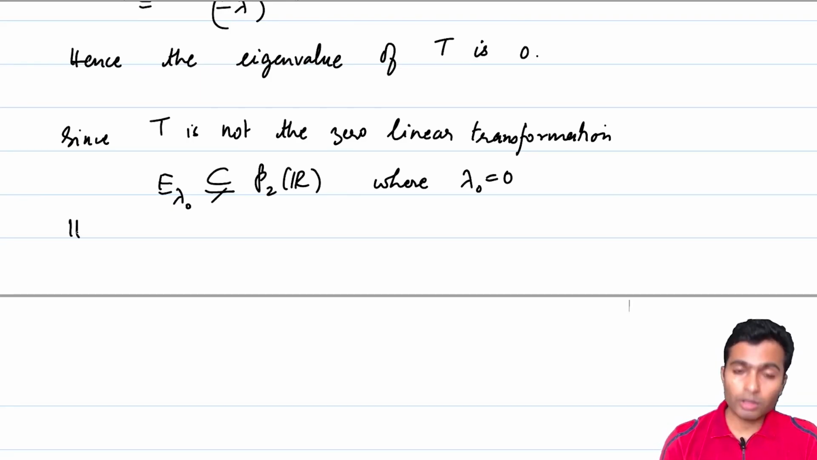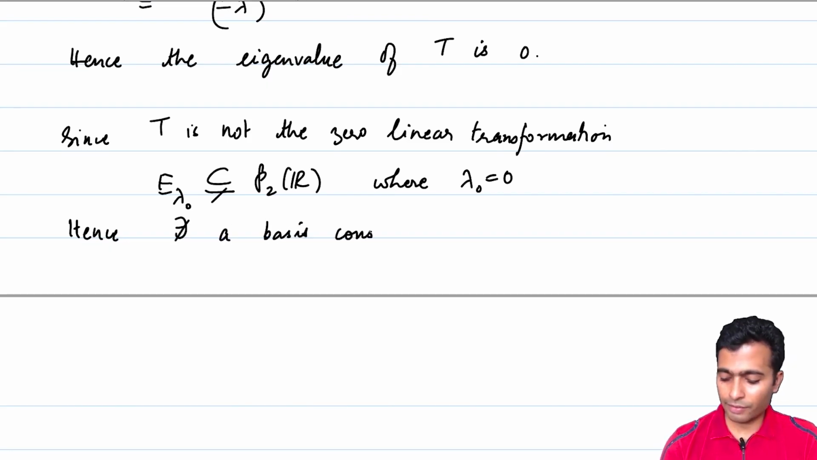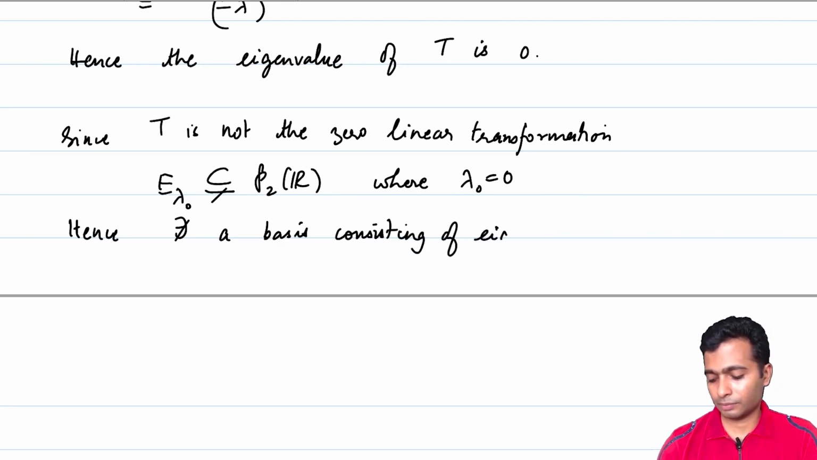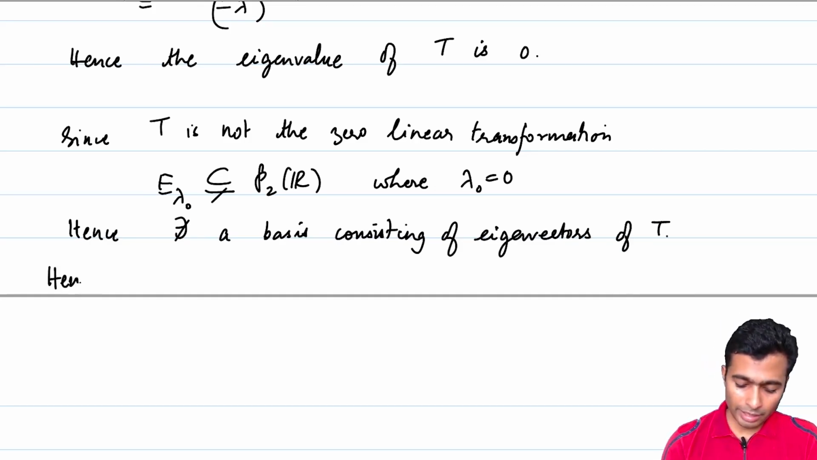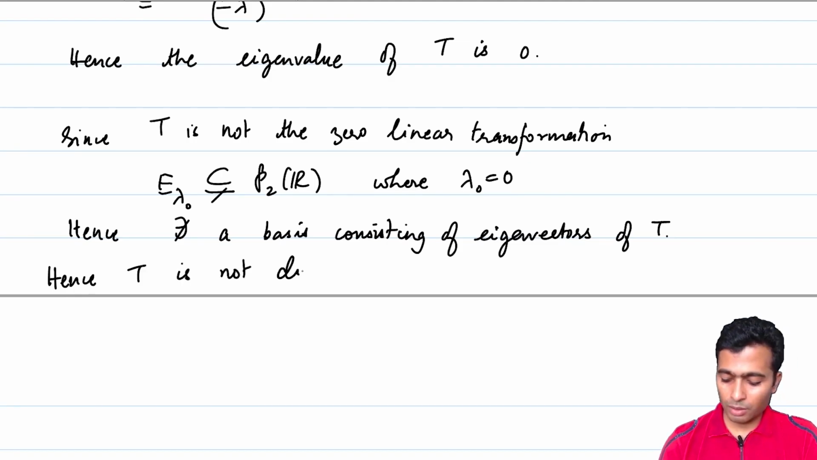So hence we will not be able to get hold of a basis consisting of just eigenvectors. Hence there does not exist a basis consisting of eigenvectors of T. Hence T is not diagonalizable. Okay, so that solves the first part. How about the second one?